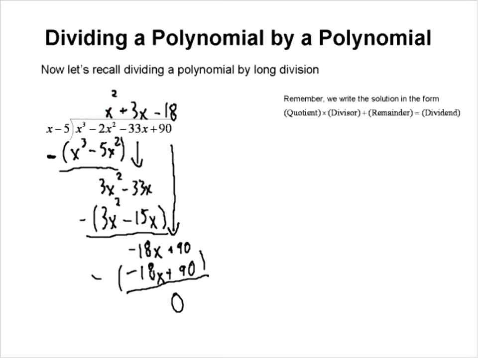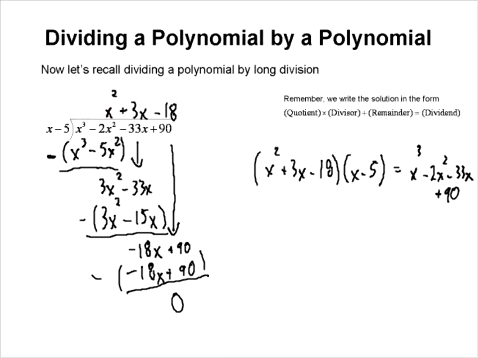So remember, we can write this as the quotient, which is x squared plus 3x minus 18, multiplied by the divisor, which is x minus 5, and that's going to equal our dividend, which is our polynomial in this case, the number underneath the division sign: x cubed minus 2x squared minus 33x, hopefully you haven't run out of room like I have, plus 90. So that's how we can write our polynomial.